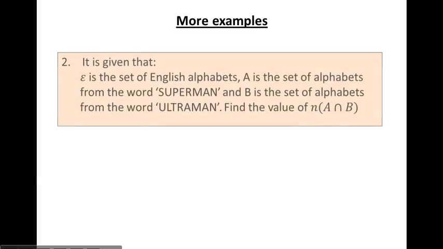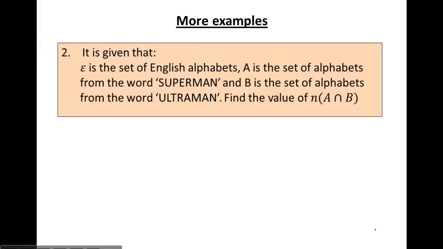Right now it is your turn to work out this question. The universal set is the set of English alphabets. A is the set of alphabets from the word Superman. B is the set of alphabets from the word Ultraman. Find the number of elements for A intersect B. Please pause the video for another 30 seconds as you work out the answer.